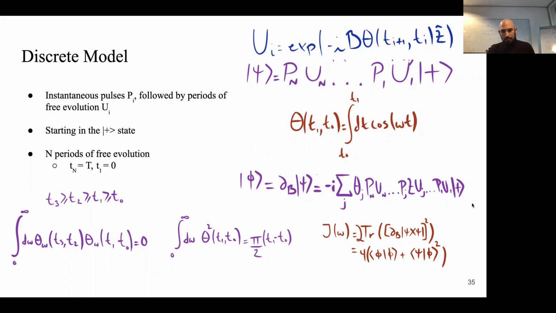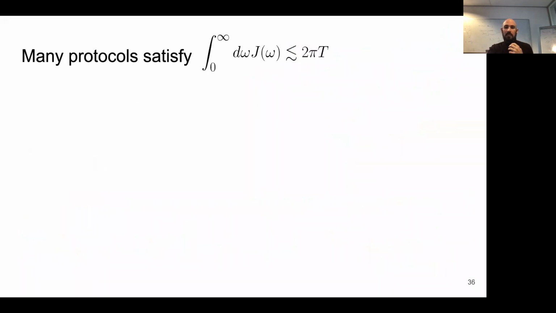Great. So this is a useful model to think about for talking about the integrated Quantum-Fisher information and the whole family of protocols, which are just modeled by these discrete sequences. The first thing you can notice, when you start thinking about the broadband performance as measured by the integrated Quantum-Fisher information, is that many protocols actually satisfy that the IQFI is around 2 pi t.